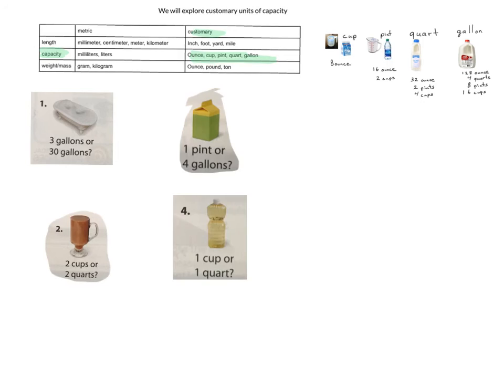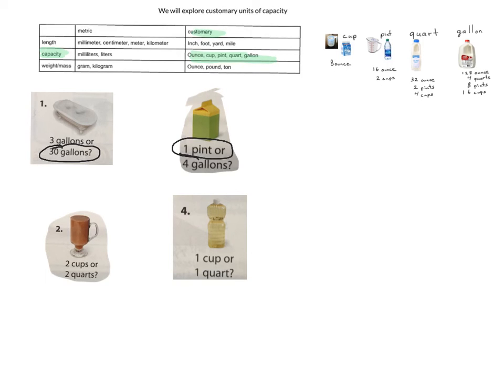So let's look at what the best estimate is for each one of these pictures. Number 1 shows a picture of a bathtub: 3 gallons or 30 gallons. You could easily guess it's going to be 30 gallons. 3 gallons is just 3 cartons of milk. Now this next one shows a carton. It says 1 pint or 4 gallons. Okay, it's going to be 1 pint because 4 gallons would never fit in a carton like that.